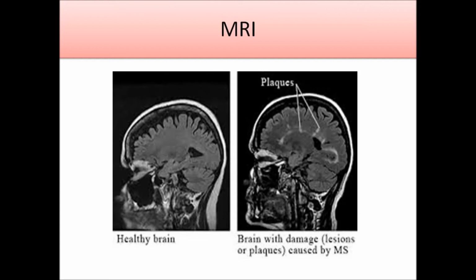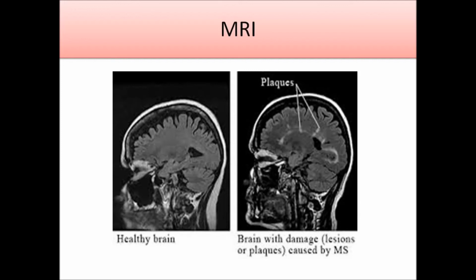So normally a healthy brain will look homogeneous in texture, whereas in multiple sclerosis we see whitish areas surrounding the ventricles. These are the periventricular lesions known as plaques. These plaques are non-specific for MS, but they are highly sensitive. CT is non-sensitive for multiple sclerosis. Usually these lesions are not seen on CT.